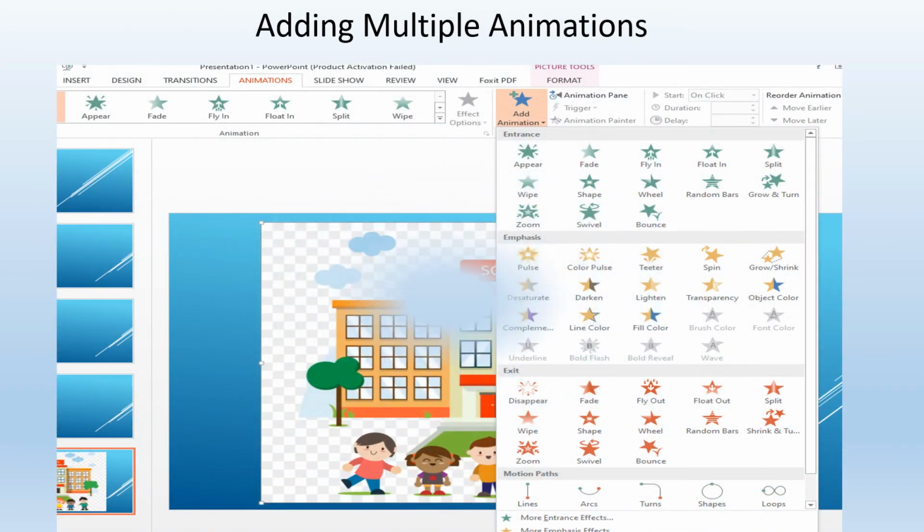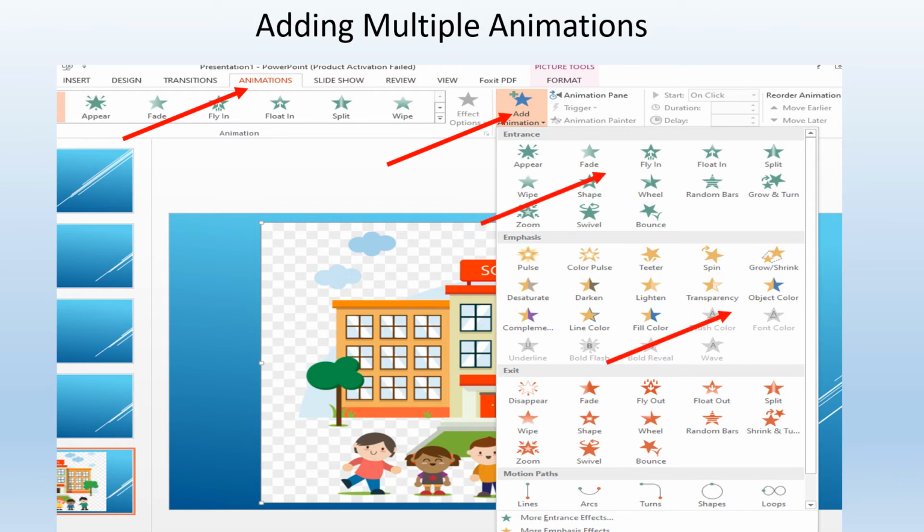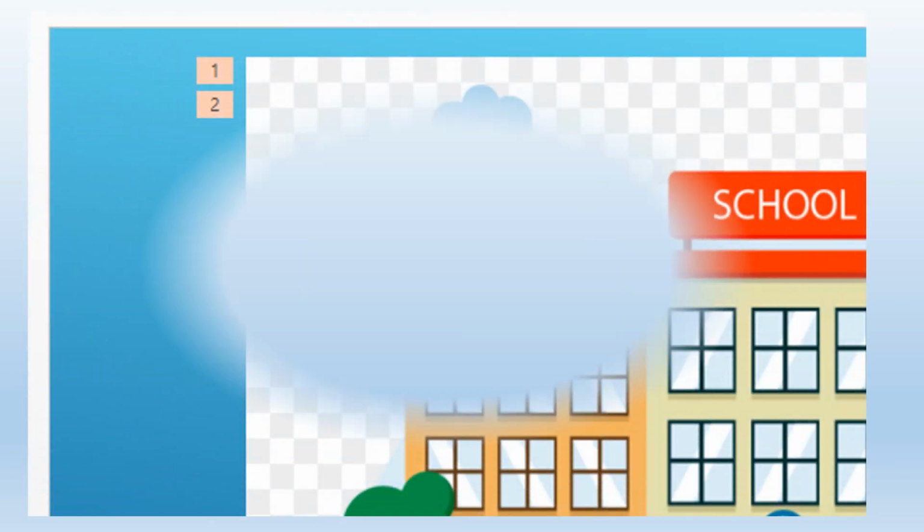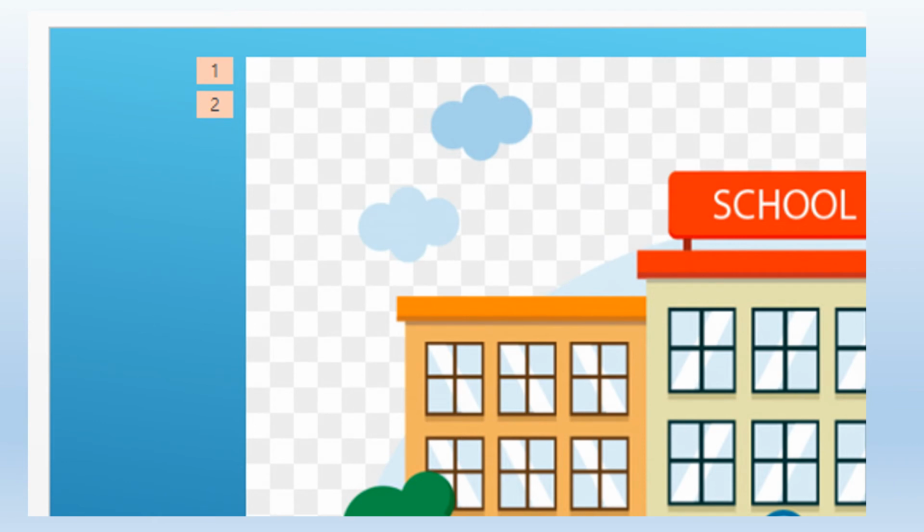And we can add more than one animation to one object. To do this, you go to the animation tab, and there, without going to the normal animation effects, you select the add animation button, and under that you will find the same animation effects. There you can select more than one animation to an object. Once you put more than one animation to an object, one object will contain two numbers.